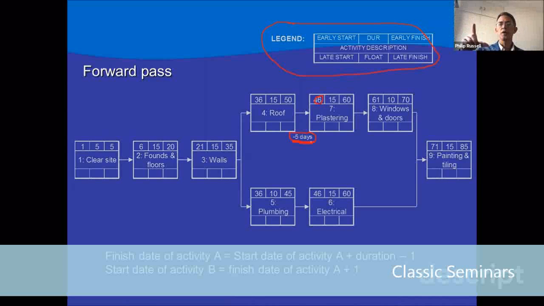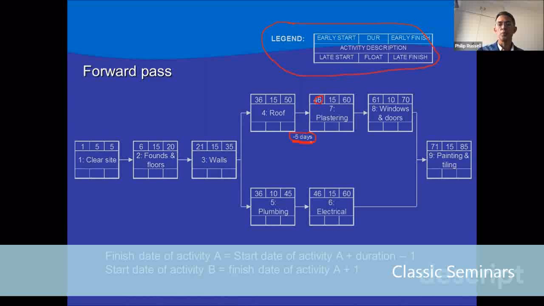If you want to work it out from an understanding point of view, imagine for a moment that we took 60. If we took 60, then painting and tiling would effectively be starting at day 61. Would that be possible? No, because it is then starting before the windows and doors have finished, which doesn't seem logical. We want the painting and tiling to start after both windows and doors and electrical have finished. So painting and tiling then begins at 70 plus 1. It has an early start of 71, plus the 15-day duration gives us 86, minus 1 is 85. So the early finish for the entire project is 85 days.